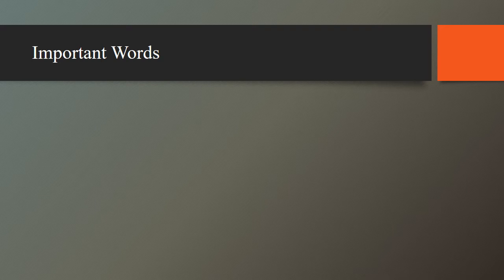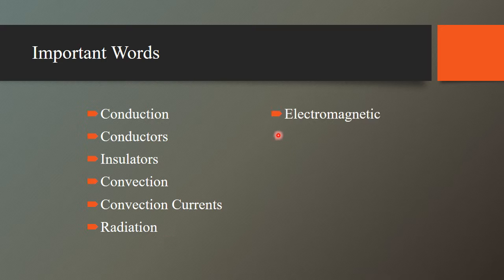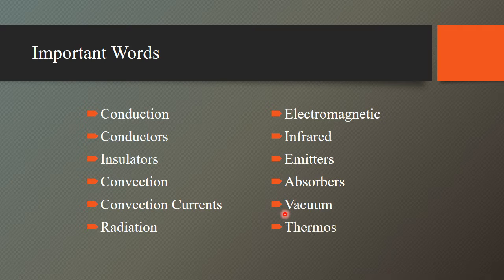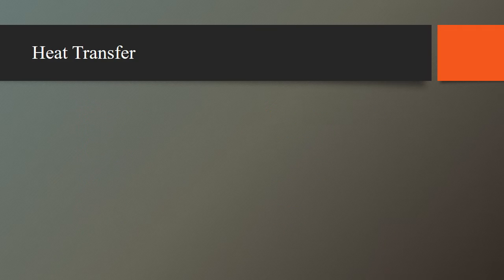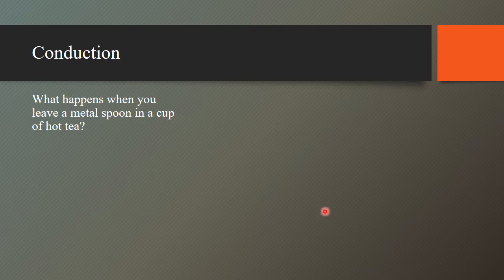Some important words for this lesson are going to be conduction, conductors, insulators, convection, convection currents, radiation, electromagnetic, infrared, emitters, absorbers, vacuum, and thermos. The transfer of heat can take place in three ways. It can take place through conduction, or convection, or radiation. We shall start with conduction.